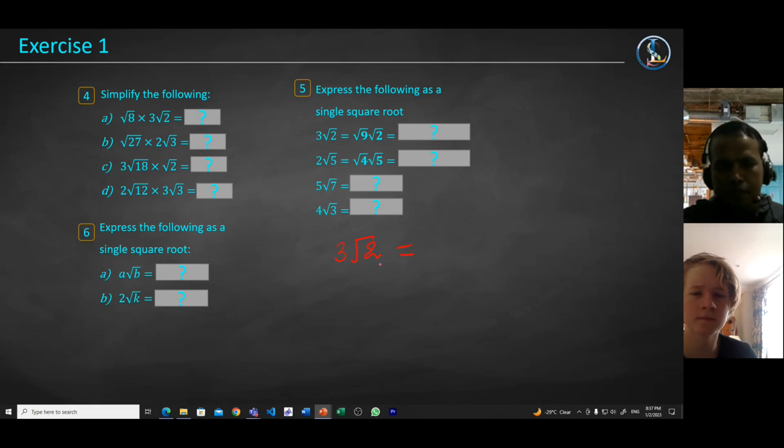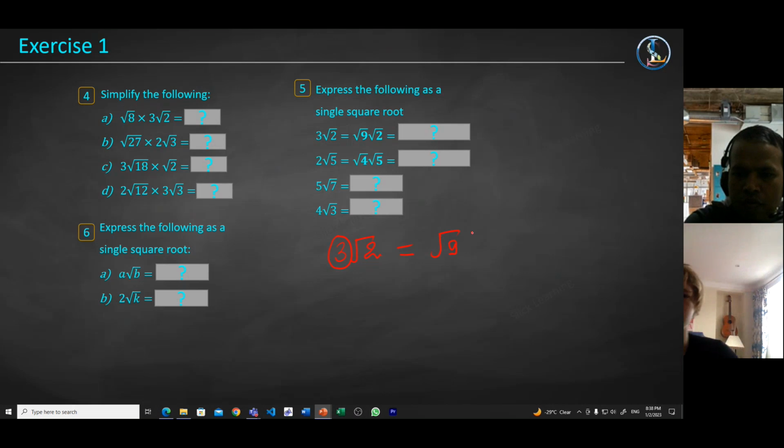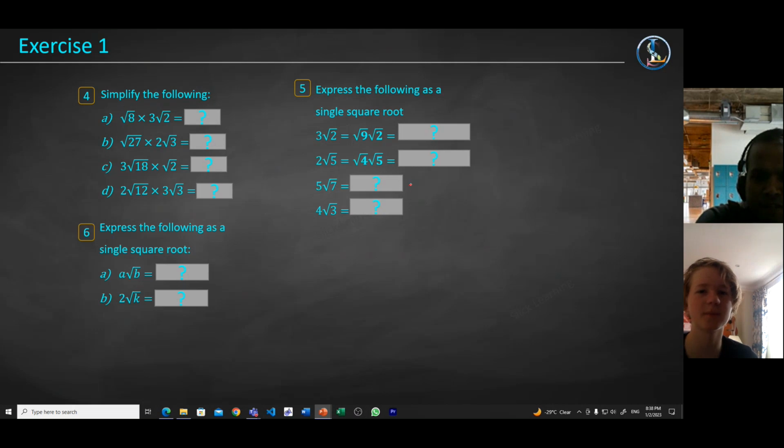Like, as you know, 3 is the square root of 9, so it's a square root of 9 and a square root of 2. You will be multiplying together. That's going to be square root of 18. So I was thinking of doing that, but I just wasn't sure yet. But yeah, okay, let's do the 5 square root 7.